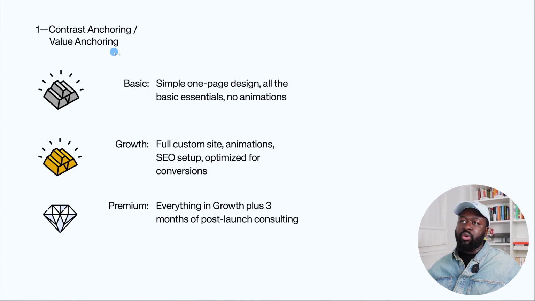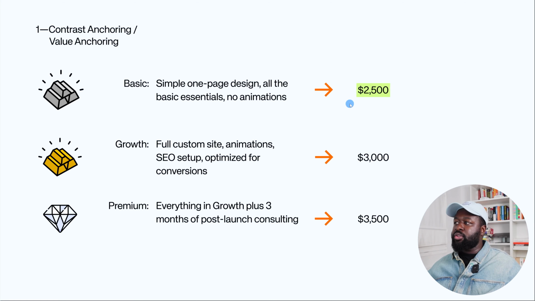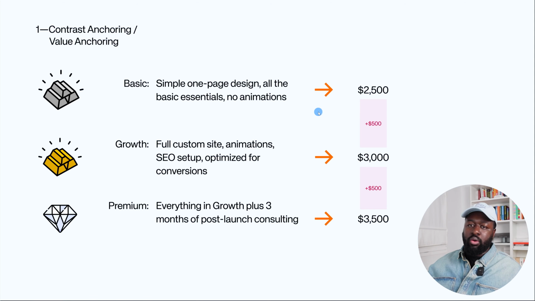All right, so here's an example of contrast or value anchoring applied to freelance web design. So let's say the basic tier is $2,500, and then we have the growth tier for $3,000, and then the premium tier for $3,500. So basically increments of $500, okay, which is good. All right, for a business, $500 is good. It's not that much, especially for a business that wants to invest into something valuable like a website. But obviously this is not an impulse buy like the popcorn, right? But the psychology behind it is the same.